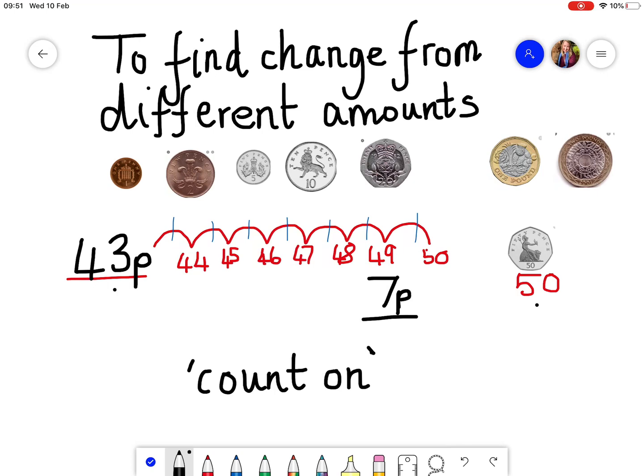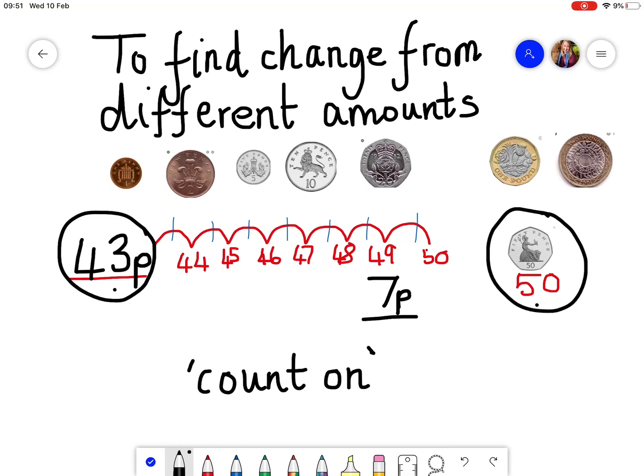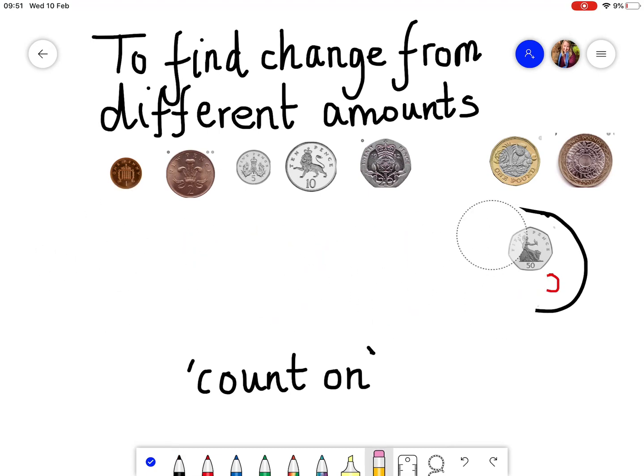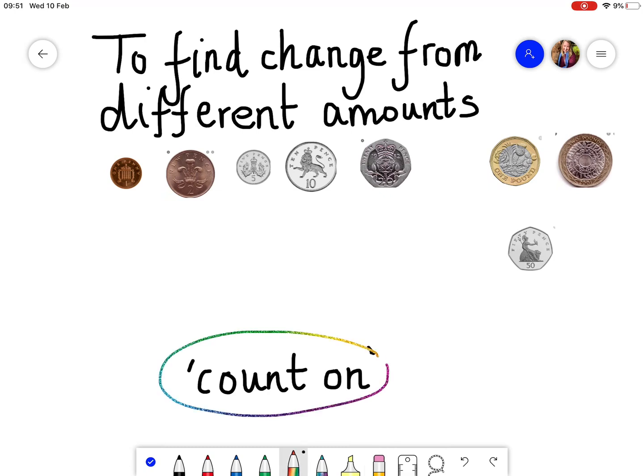So what did we do? We counted on from the smallest number to get to the money that you gave the shopkeeper. So the change in that would be 7 pence. Well done. So remember, the strategy we're using is called the count on strategy.